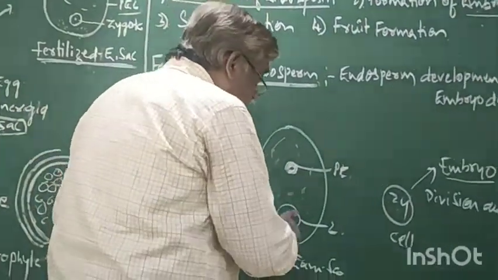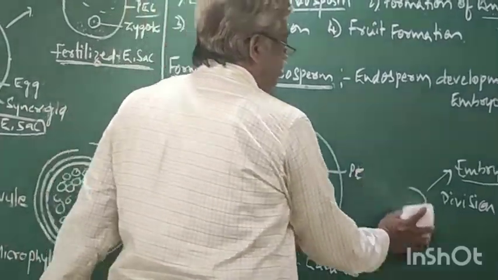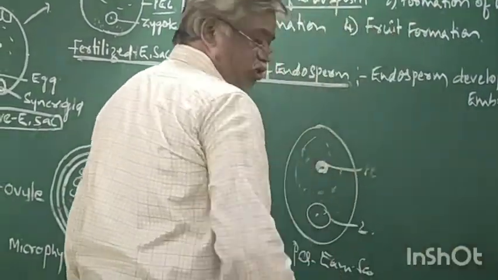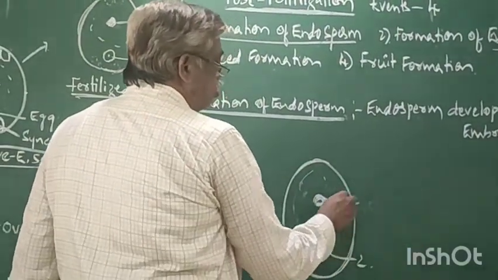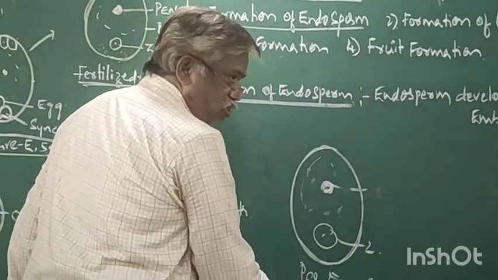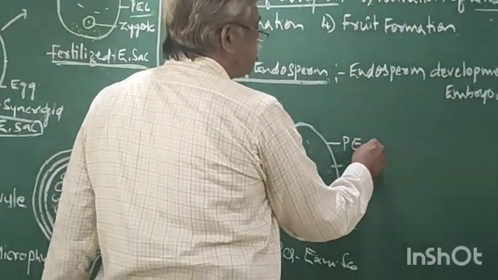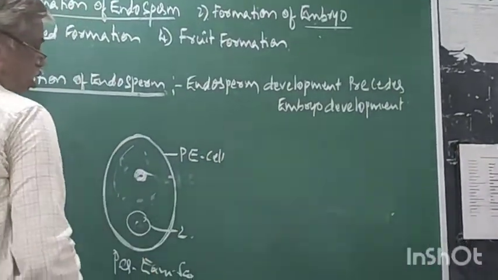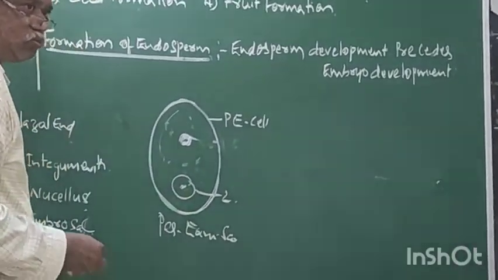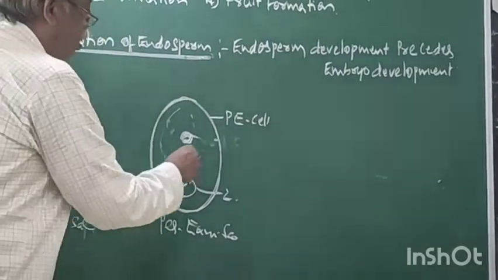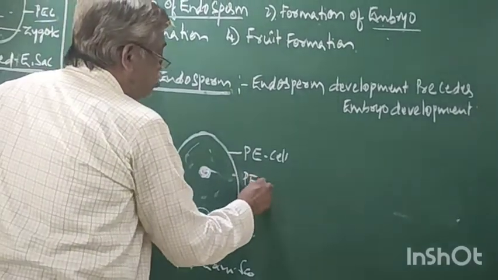Due to this, before the zygote... now what is this? Pad, nucleus. Now, be careful. What is this? Total is the embryo cell. Among this embryo cell, it is the primary endosperm cell. A large cell containing a small cell. This small cell is the zygote. Now, what is this? Nucleus. Name the nucleus: PEN. PEN is the nucleus.